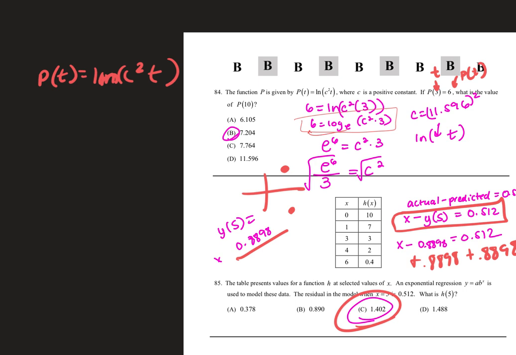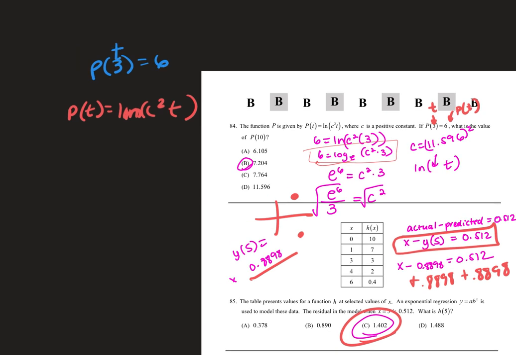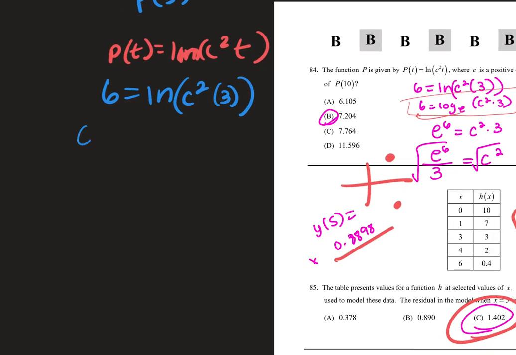We've now had 4 where you had 2 unknowns. It's gonna happen, okay? It says that your input is P of 3 equals 6. So the 3 is your T and the 6 is your P of T. So 6 equals ln C squared times T, which is 3. So then I get 6 equals ln 3C squared.